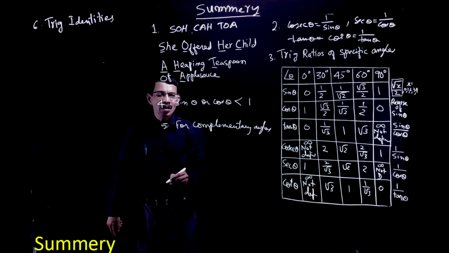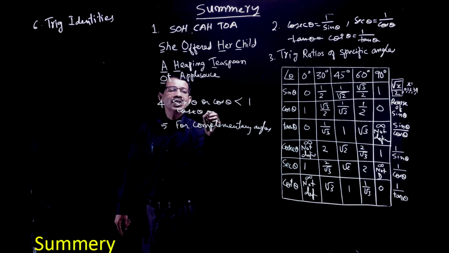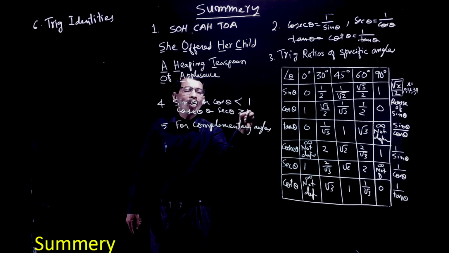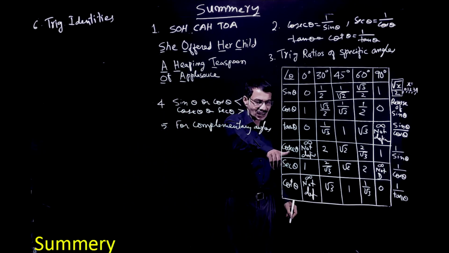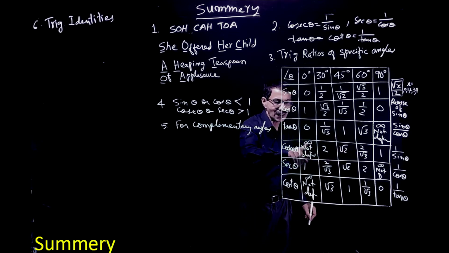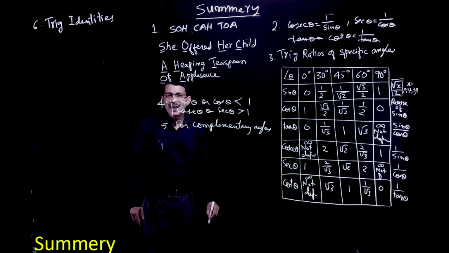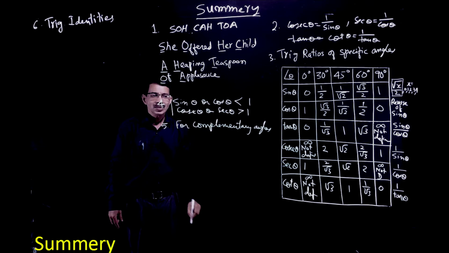And similarly, cosec theta or sec theta, this value is always greater than 1. You see, sec theta and cosec theta is either 1 or all these values are greater than 1 up to infinity. So you have to know that the values of sin and cos theta are always less than 1 and the values of cosec theta and sec theta are always greater than 1.